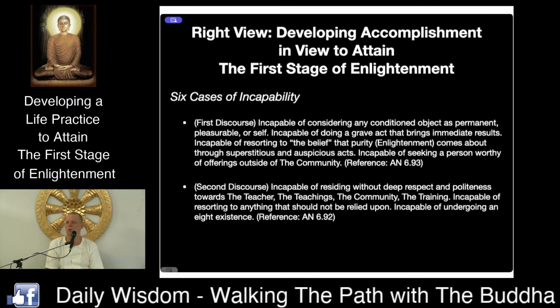By the time you get to accomplishment in view, you'll be incapable of seeing any of those things as potentially leading to enlightenment. Incapable of seeking a person worthy of offerings outside of the community. What the Buddha is talking about here is that during his lifetime, there were multiple teachers who were all claiming that their teachings were leading to enlightenment. The Buddha was just one of many teachers who were teaching, right?